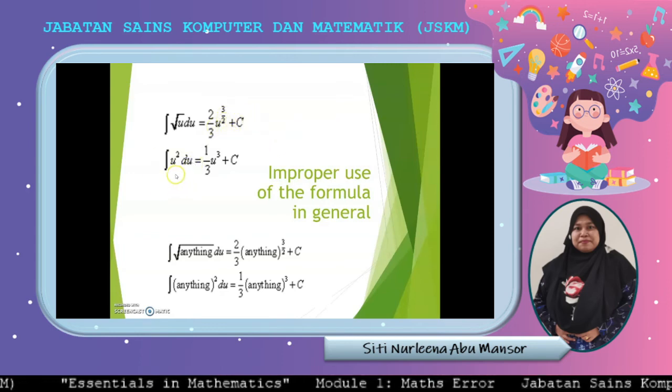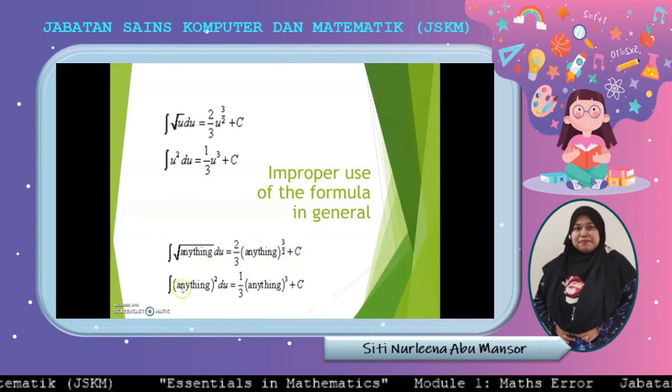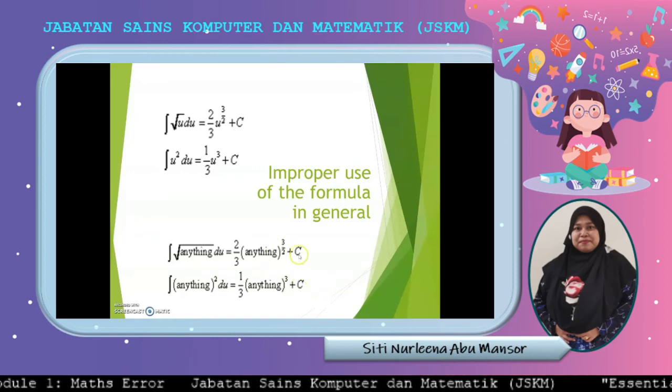And also this one, integration of u squared du. The answer would be 1 over 3 u power 3 plus c. So what students assume from this formula is that the integration of square root of anything should be 2 over 3 anything power 3 over 2, and also integration of anything squared du should be 1 over 3 anything power 3 plus c. But this is not true.